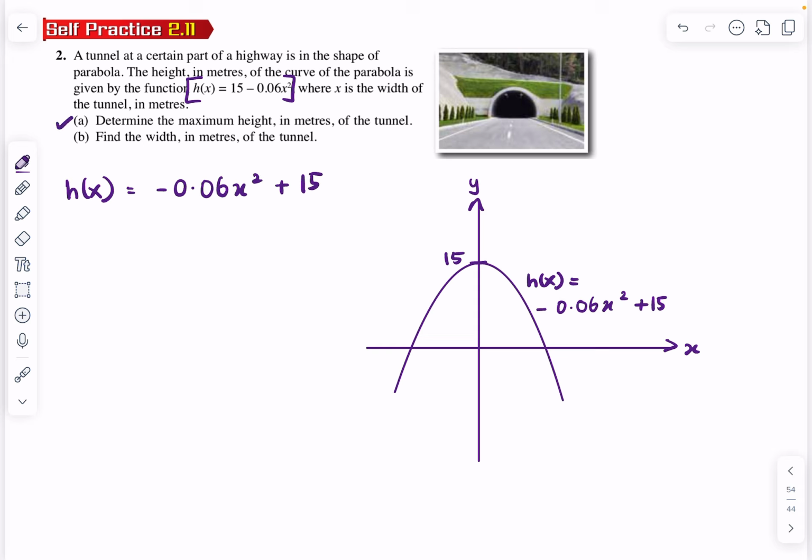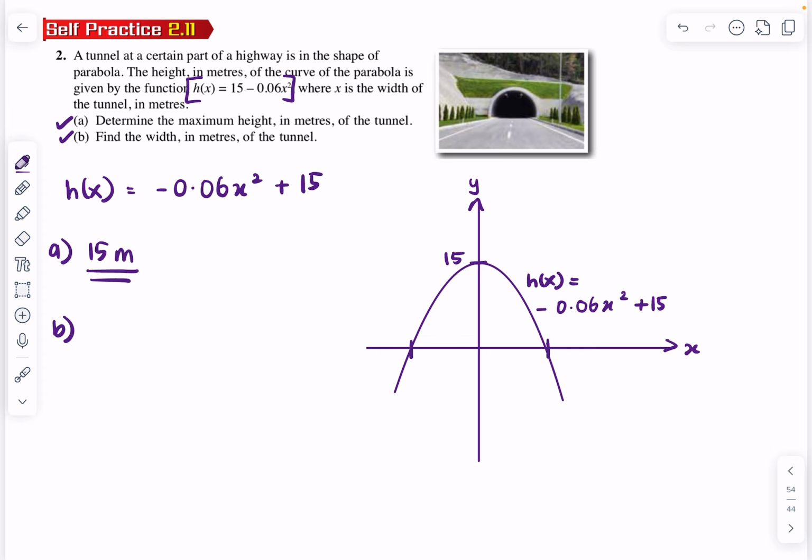Now let's look at A. Determine the maximum height of the tunnel. The maximum height would be from here to here, 15 meters. And then B, find the width of the tunnel. So to find the width, we need this length.